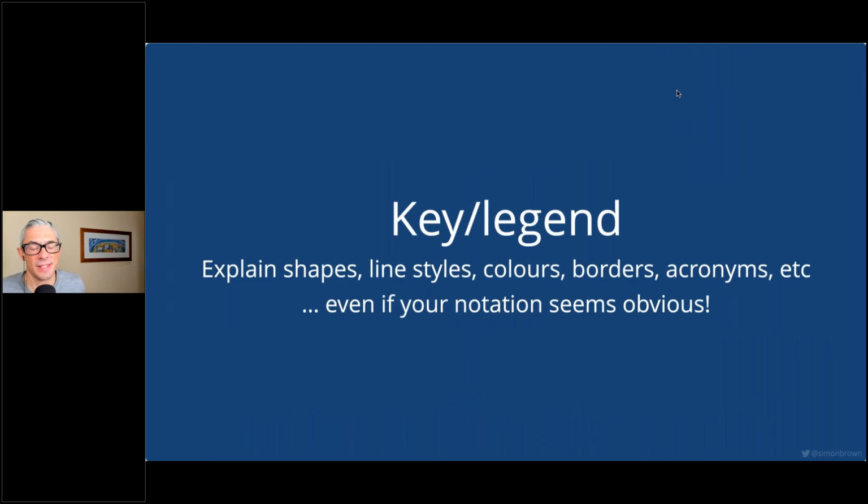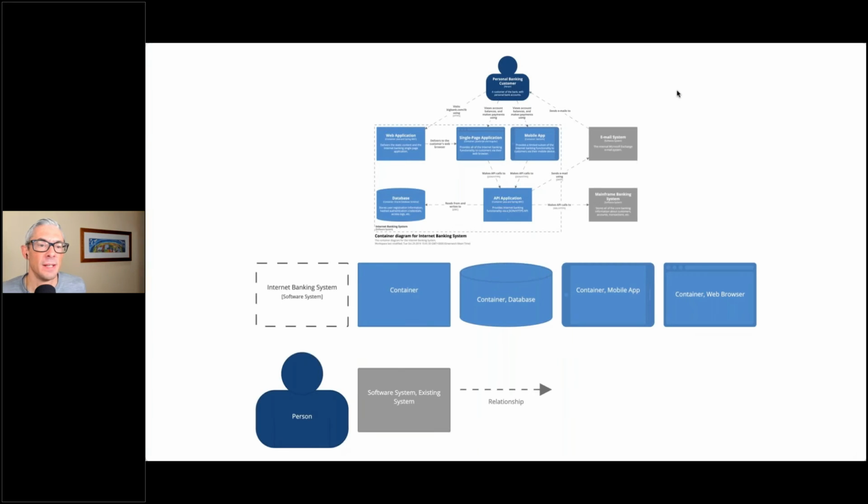Keys and legends, whatever notation you use, and actually, even if you are using UML or Archimate, I still recommend using a diagram key or legend, because chances are most people won't understand the majority of the notation that you're using. So make sure your key or your legend explains your shapes and your line styles and your colors and your borders and all of that stuff, even if it seems super obvious to you.